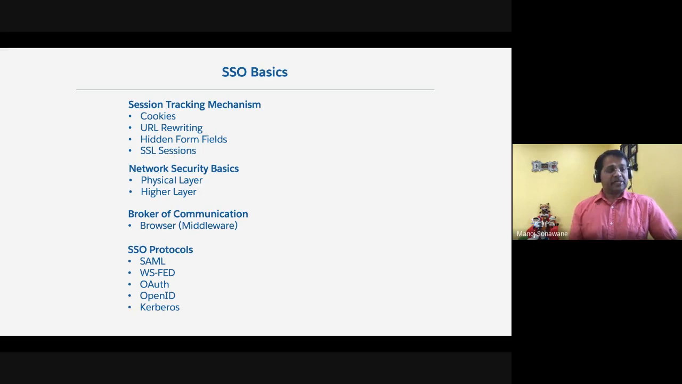OpenID is an authentication mechanism. When you say OAuth, OAuth mostly works with OpenID if you want to do authentication based on a specific OpenID protocol. Some third-party apps use OpenID. Kerberos is very common in the Windows world. So these are the very common protocols, and we're going to mostly talk about SAML and a little bit about OAuth.